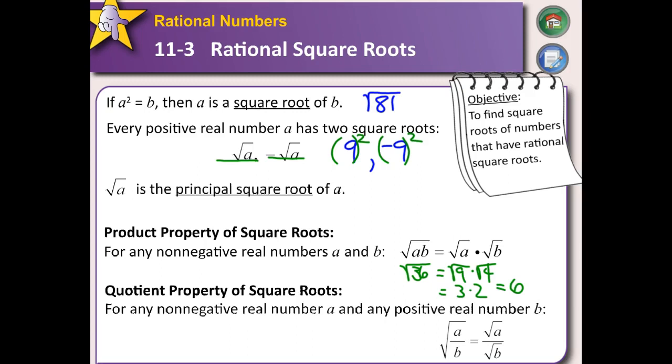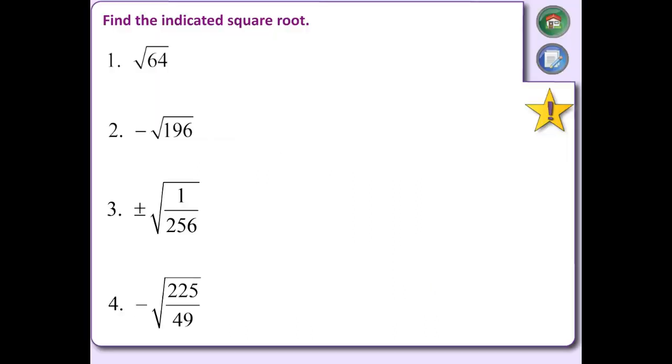And then the idea of the quotient property of square roots is whenever I have a fraction inside the radical, we rewrite it as the square root of the numerator over the square root of the denominator. All right, so let's go through now and see if we can take care of some of these.